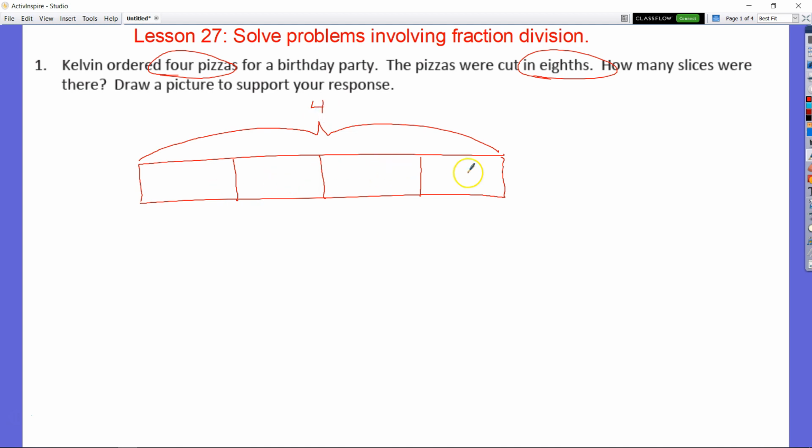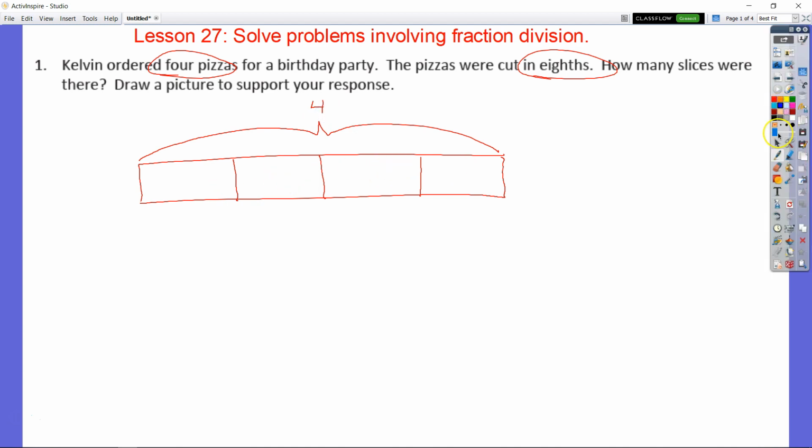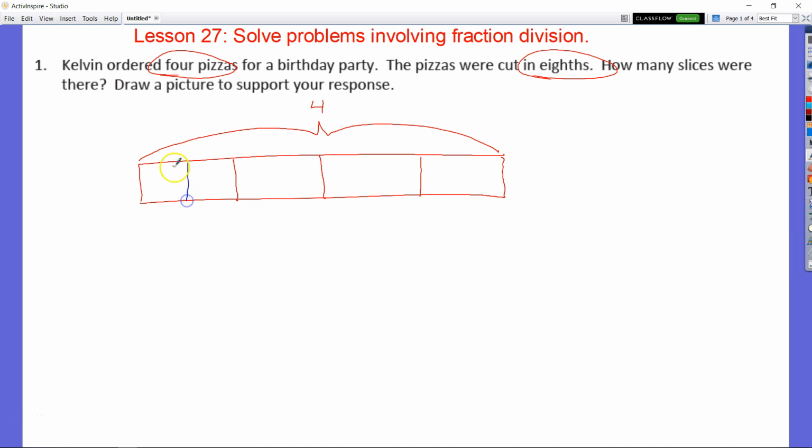1, 2, 3, 4. What we're going to do now is each pizza, we're just going to cut into 8 parts. So we need 7 lines in each one. So 1 in the middle and then 3 on each side of that middle. 1, 2, 3, 1, 2, 3. So that's going to give us 7 lines, right?